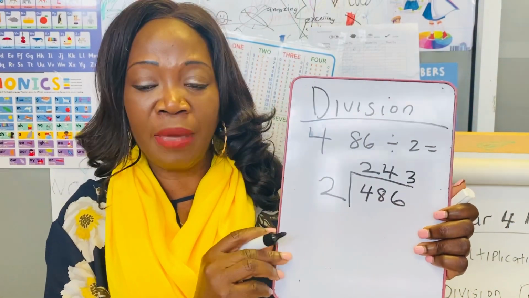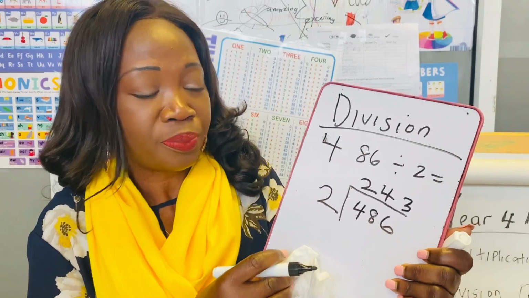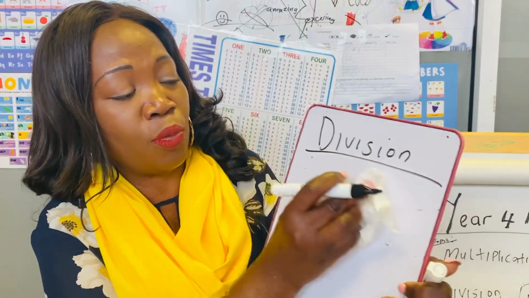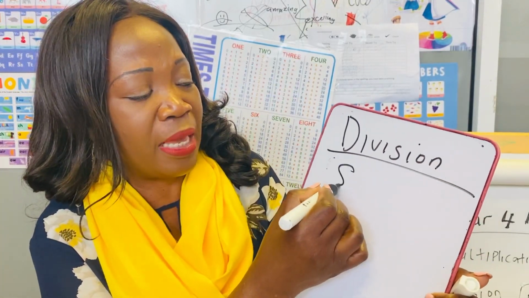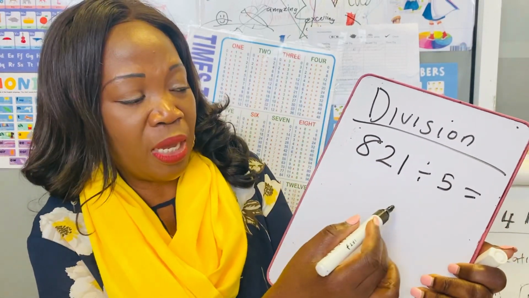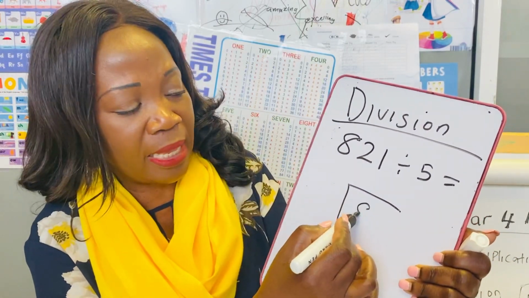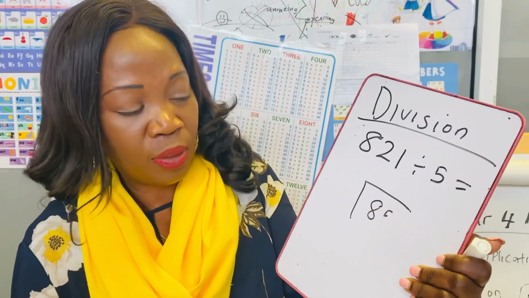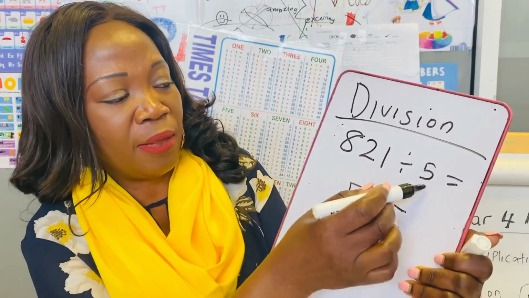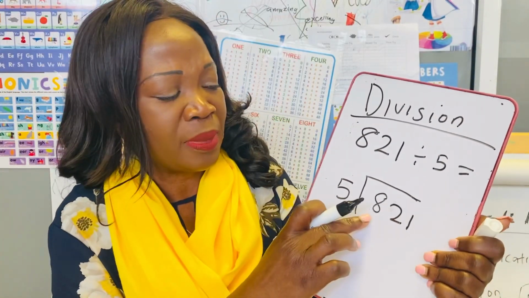I know you're saying, okay, Miss Olu, what about the one that is tricky, that you have to have a remainder? I'll show you how to do that one. Let's try the one that has a remainder. So let's say you have 821 divided by 5. So we are going to use the bus stop method. You draw your bus stop method like that. So you put your big number inside, 821, and the 5 outside. So we're thinking, how many 5 goes in 8?